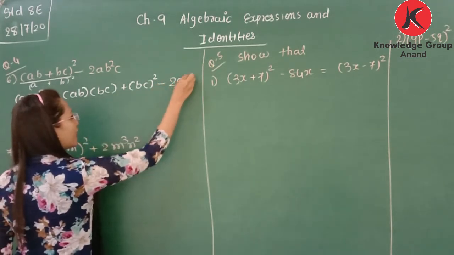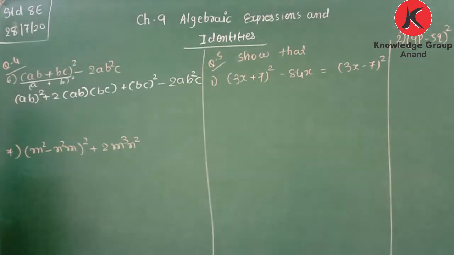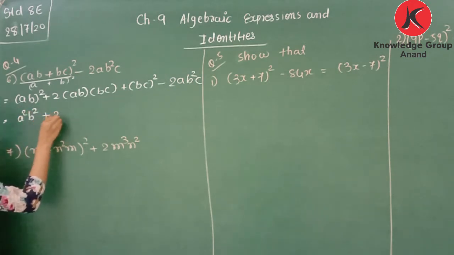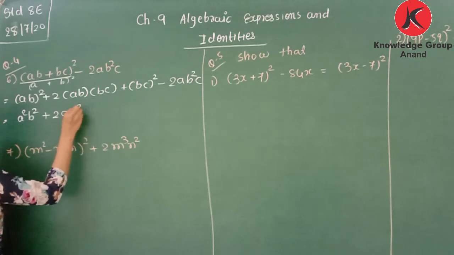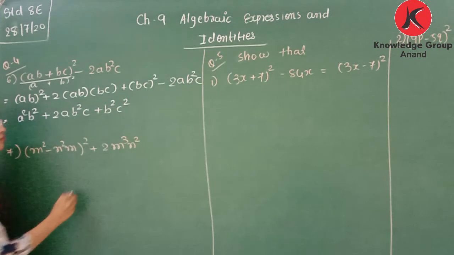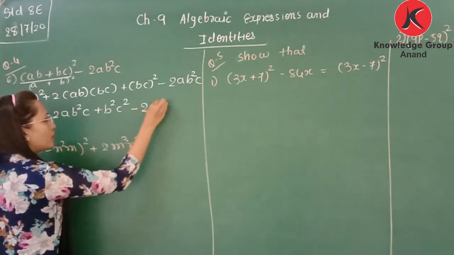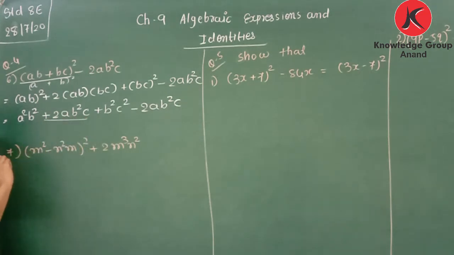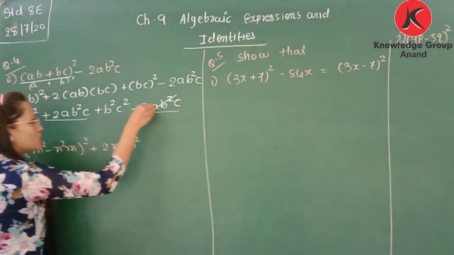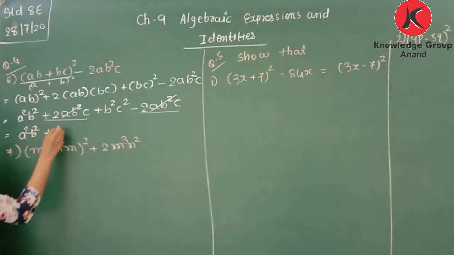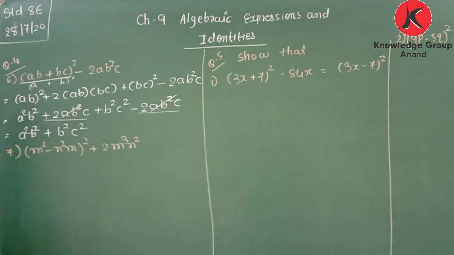Last, 2AB square C as it is. Now (AB) whole square is A square B square plus 2AB into B square C plus (BC) whole square is B square C square, minus 2AB square C. Now you can see this term has a positive sign and this term has a negative sign, so we can cancel them out. So it is A square B square plus B square C square. This will be our answer.